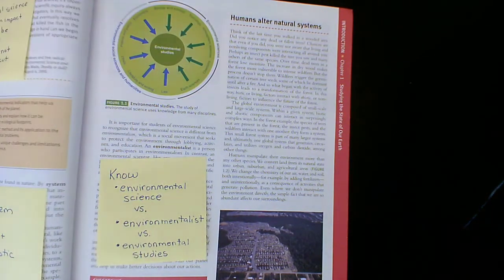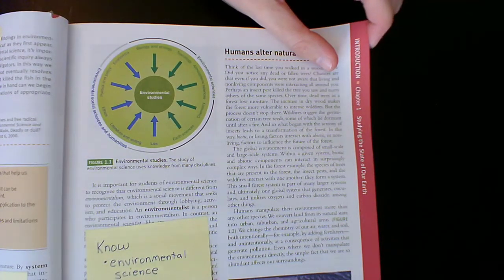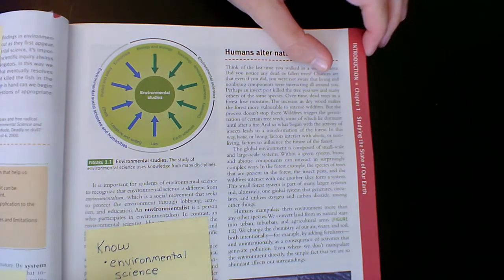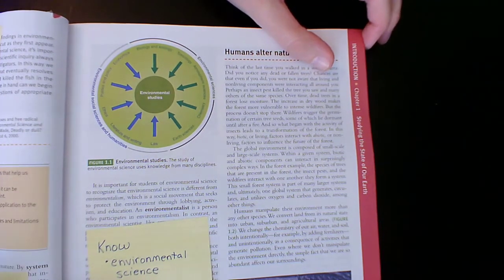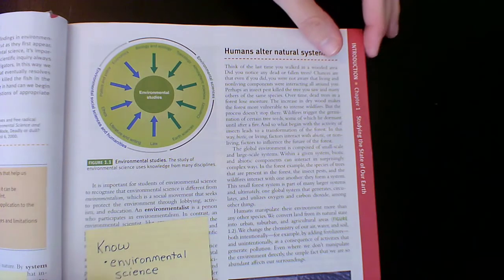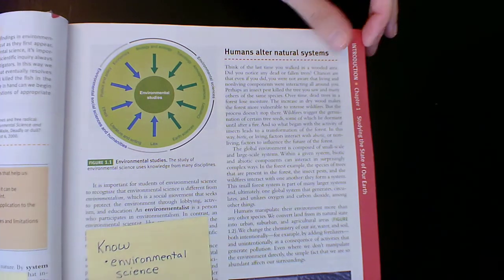So if you are an environmental scientist, you study the science behind the environment. You do experiments and find answers to questions using science. An environmentalist, however, is someone who's more of an activist, someone who participates in environmentalism but isn't necessarily doing the science behind it. Okay, and so a lot of political, social activists and people are environmentalists.